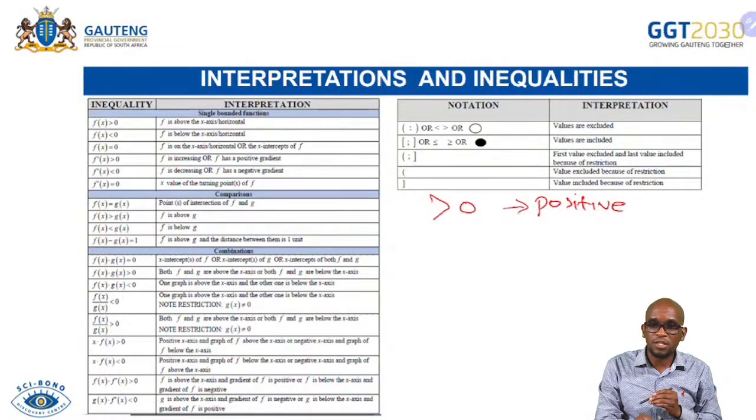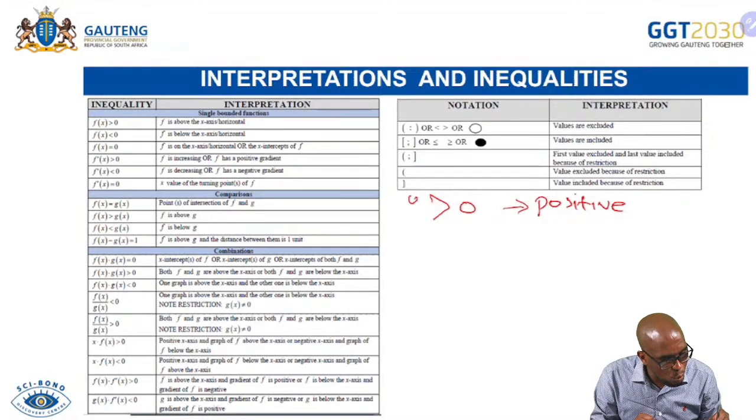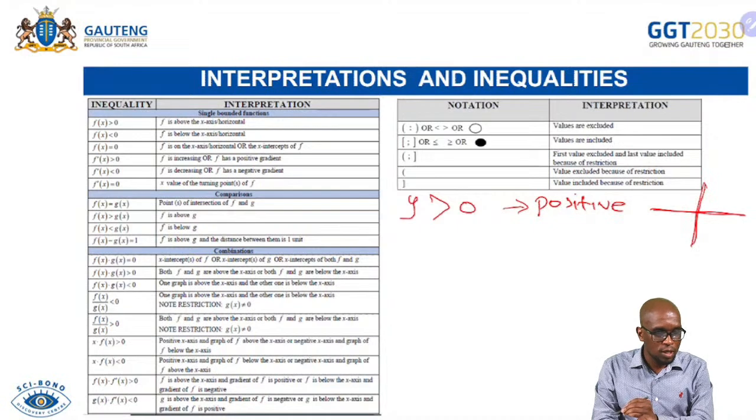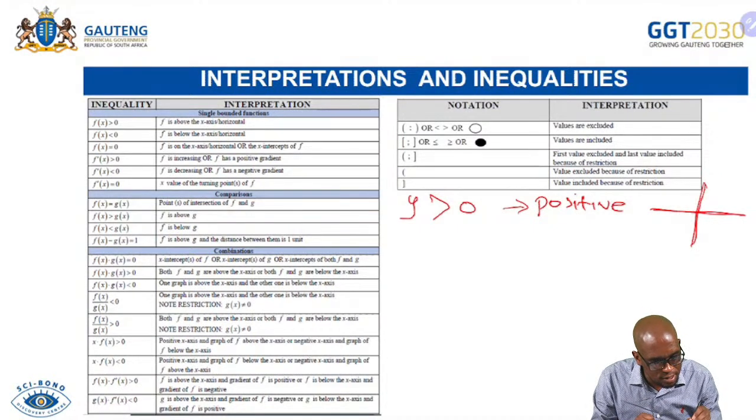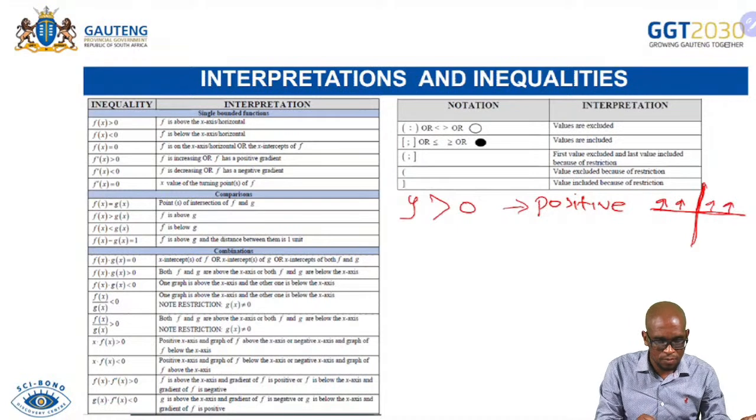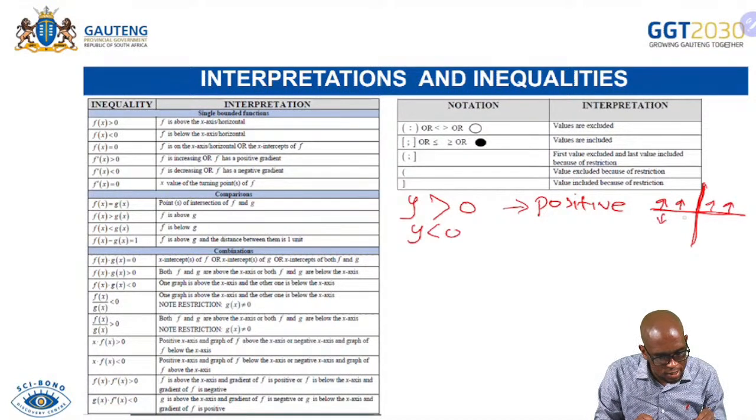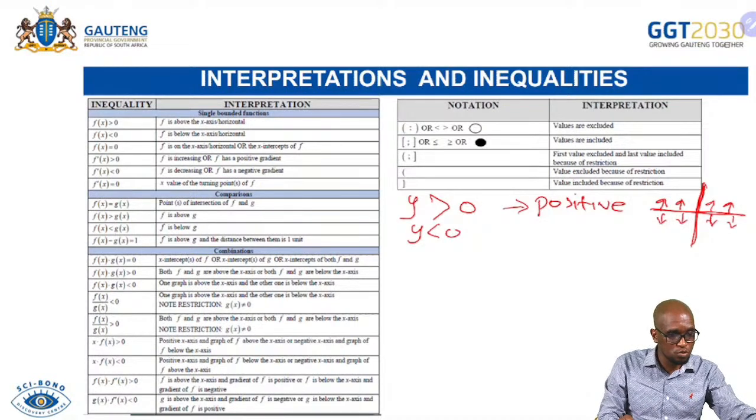Greater than 0 means the number is positive. But if they now say y greater than 0, with respect to the Cartesian plane, y greater than 0 occurs above the x-axis. And y less than 0 occurs below the x-axis. That is what we need to note.